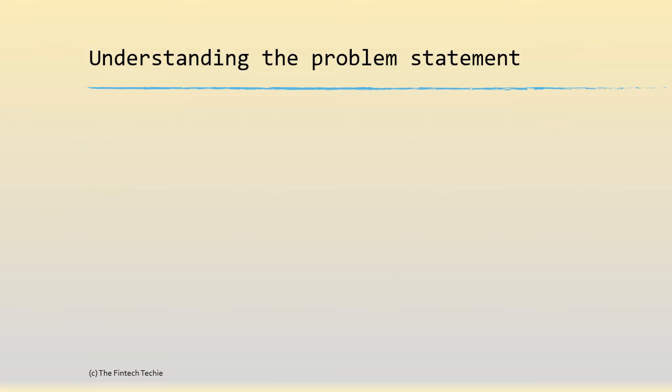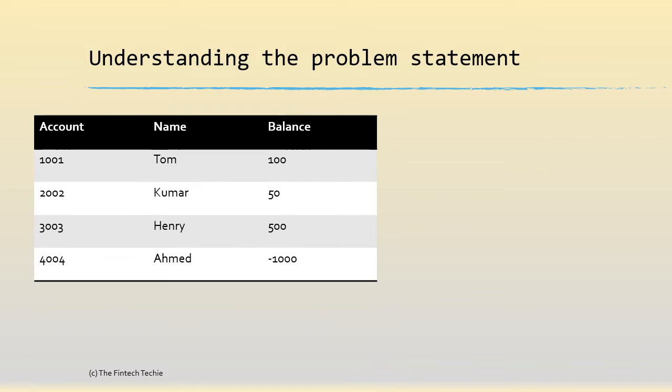So let's understand the problem statement. Let's assume a table called ACK balances, which has three columns: the account, which is the primary key, the name, and the balance. Let's assume that transaction 1 tries to update the first row of 1001 with the transaction amount of plus 10, a credit of 10. Now it may take some time to commit because of some processing logic of the application.